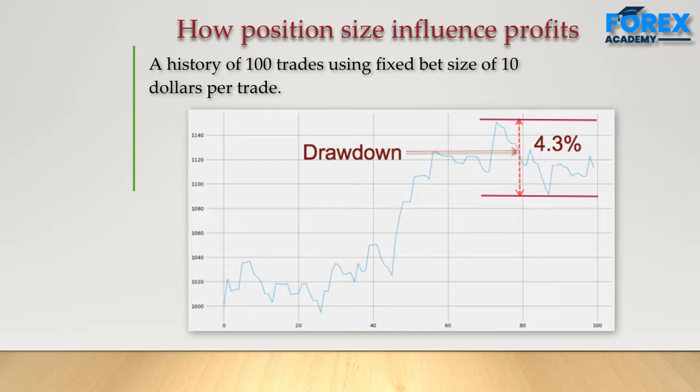Finally, let's see graphically how position sizing affects profits and drawdown. We will use a single normalized history of 100 trades. We will use a starting capital of $1,000 in all cases. On this slide, we present a trading history, using a fixed bet size of $10 per trade. We observe that the final trading balance is about $1,118. Its maximum peak is about $1,150, and its max drawdown is roughly 4.3%.